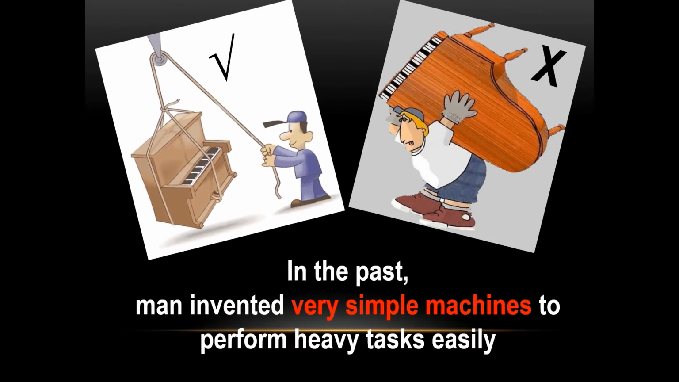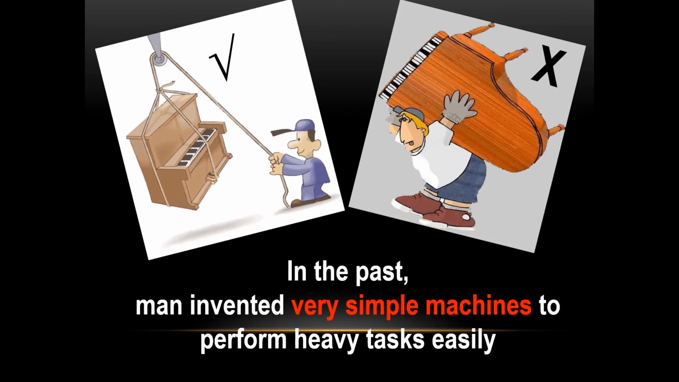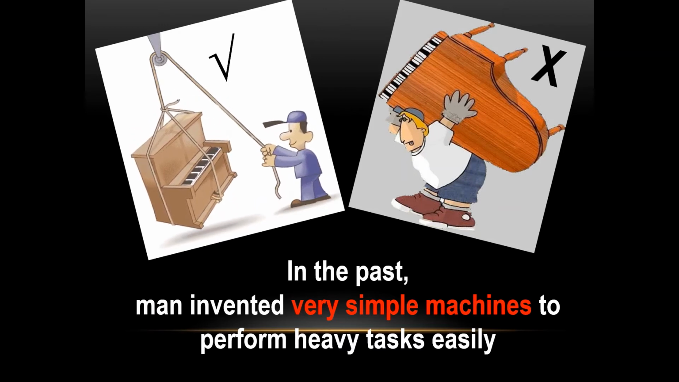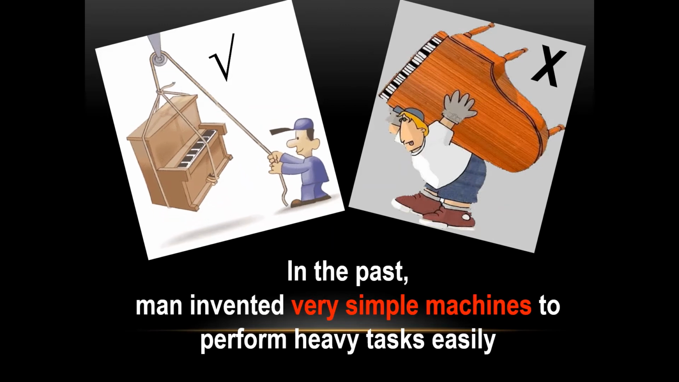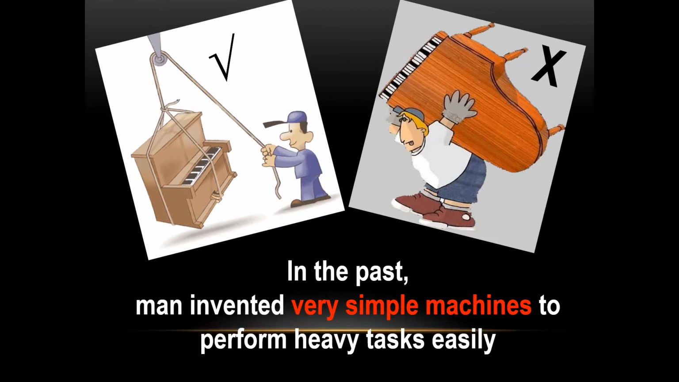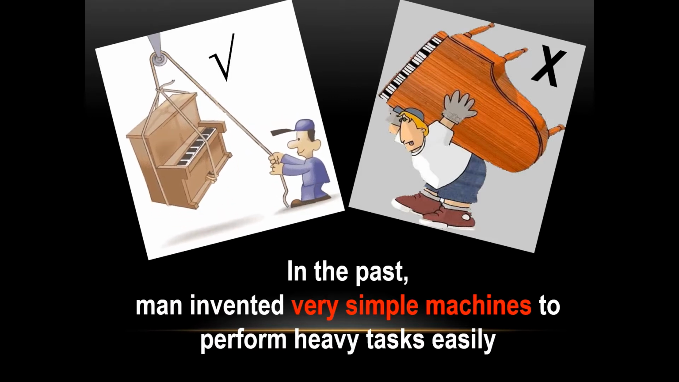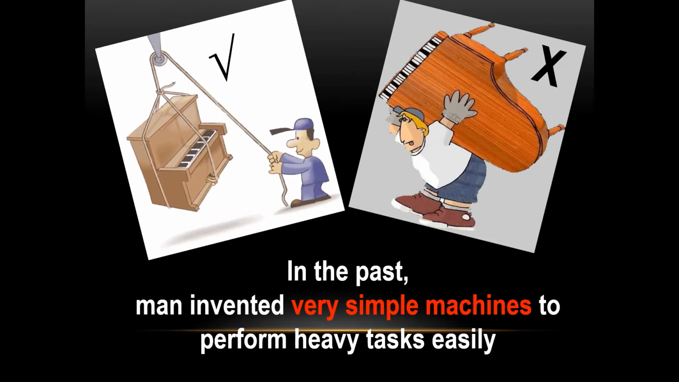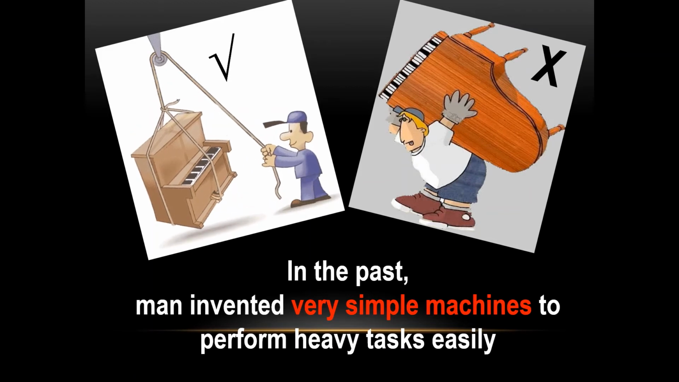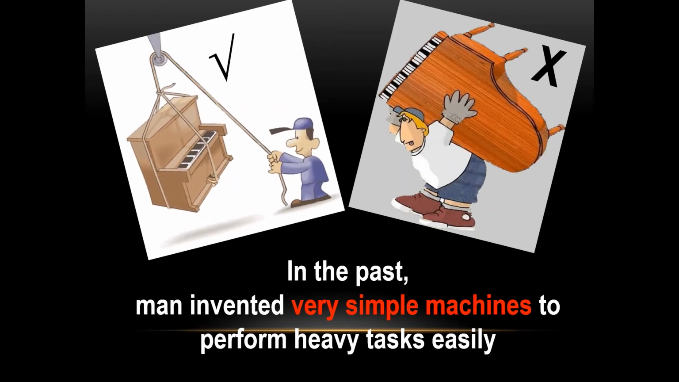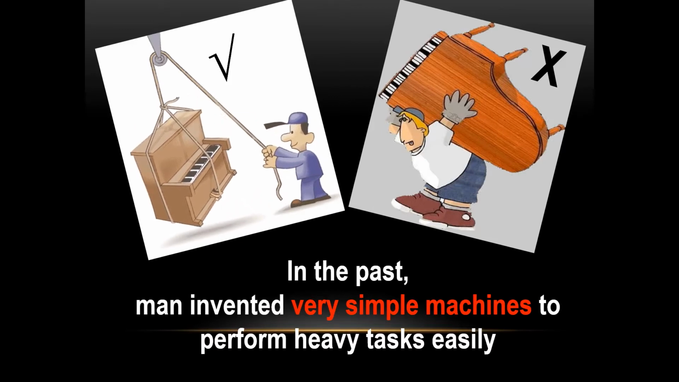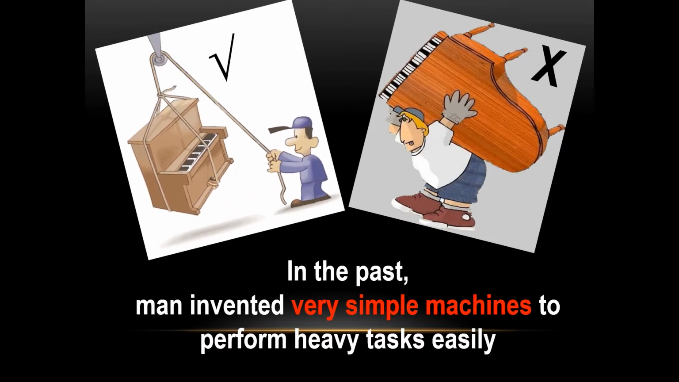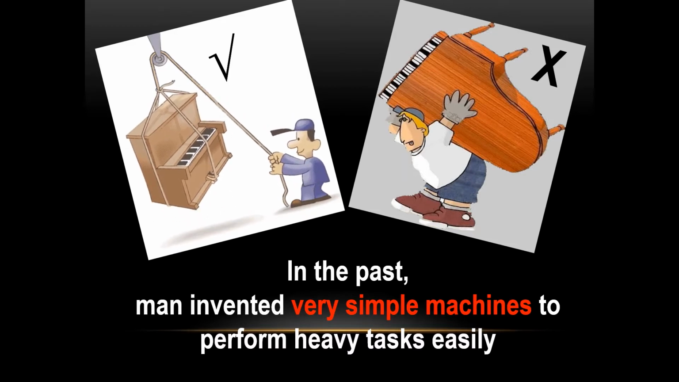Okay, why? In the past, man invented very simple machines to perform or do heavy tasks more easily. Like what? Like the machine in picture number 2. This machine helped the man to perform the task or carry the piano from its place more easily.